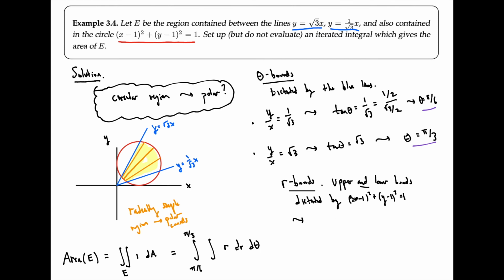Now, as usual, I'll probably multiply some stuff out here to simplify things. This says x squared minus 2x plus 1 plus y squared minus 2y plus 1 equals 1. And I can cancel out one of the 1's, and I get x squared minus 2x plus y squared minus 2y plus 1 equals 0. And from there, there's not a whole lot that we can drastically simplify.